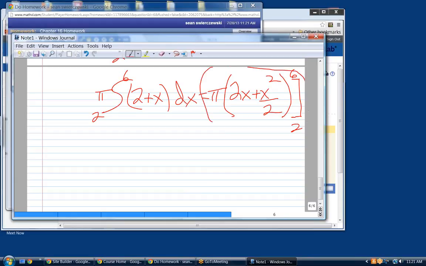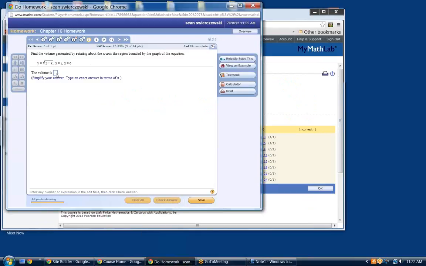Okay, so how do I evaluate that? Which is what I have to do to come up with the volume. Sean, you still there? Yeah. Okay, so in other words, you substitute 6 in for x, and we get 12 plus 18 pi. And f of 2, 4 plus 2, 6 pi. Whoops. 24 pi.